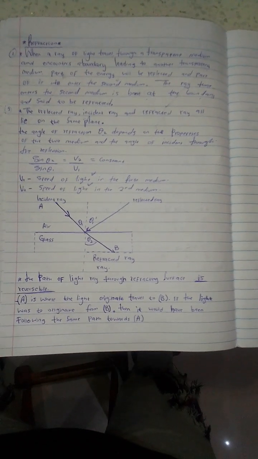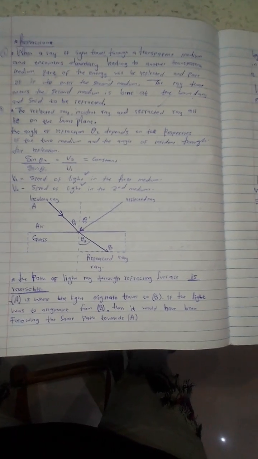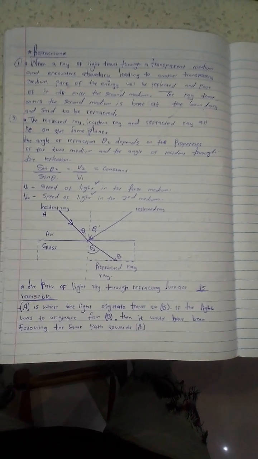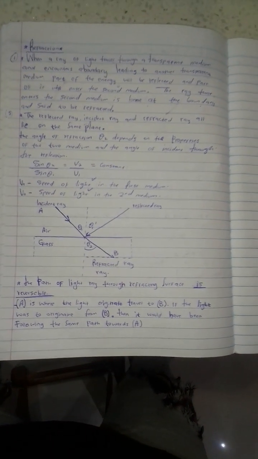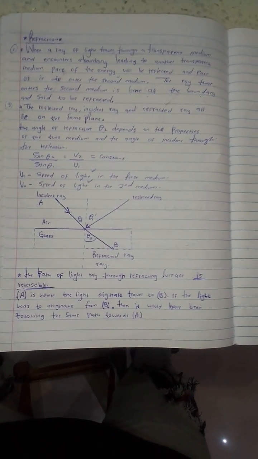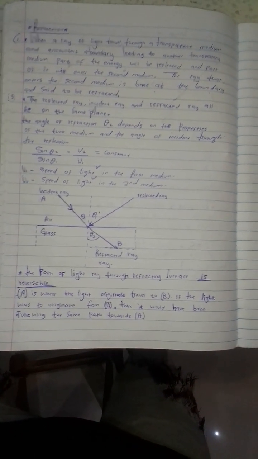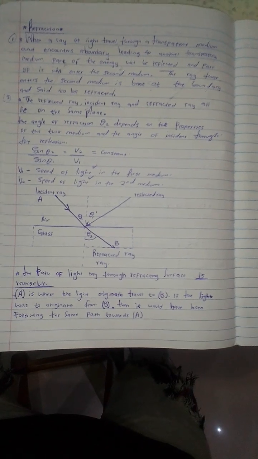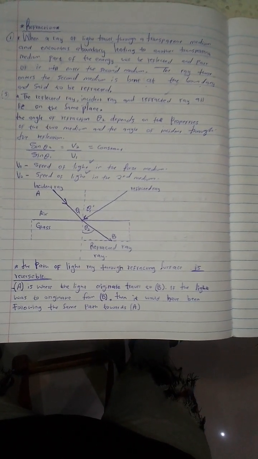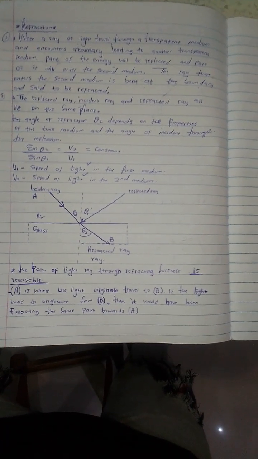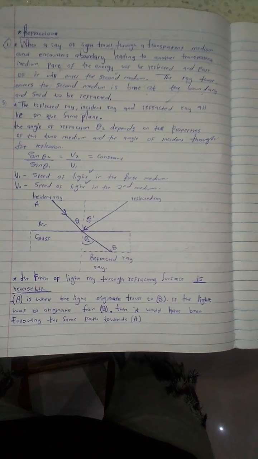Here we have two rays. The first ray will enter the first medium, and the second ray will bend. When it bends, it will be refracted. Secondly, the reflected ray, the incident ray, and the refracted ray all lie on the same plane. The angle of refraction θ2 depends on the properties of the two media and the angle of incidence.